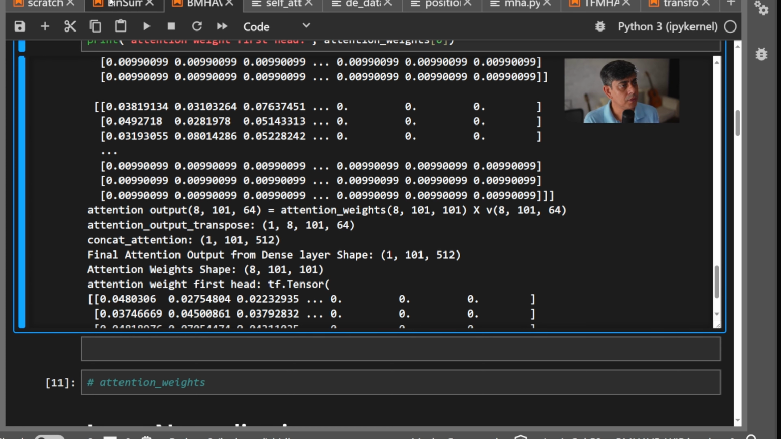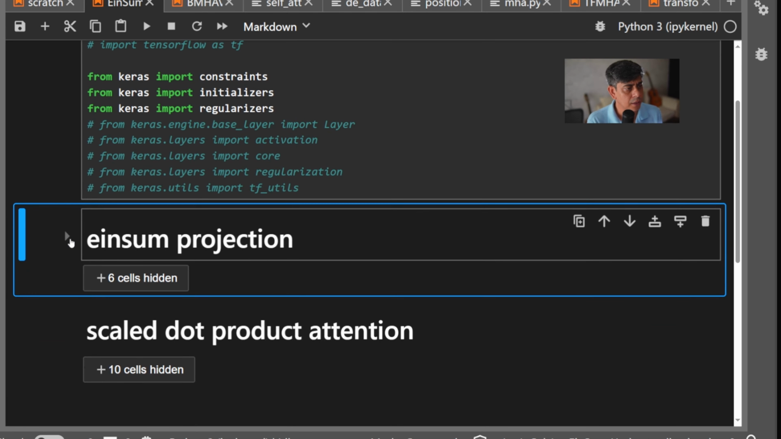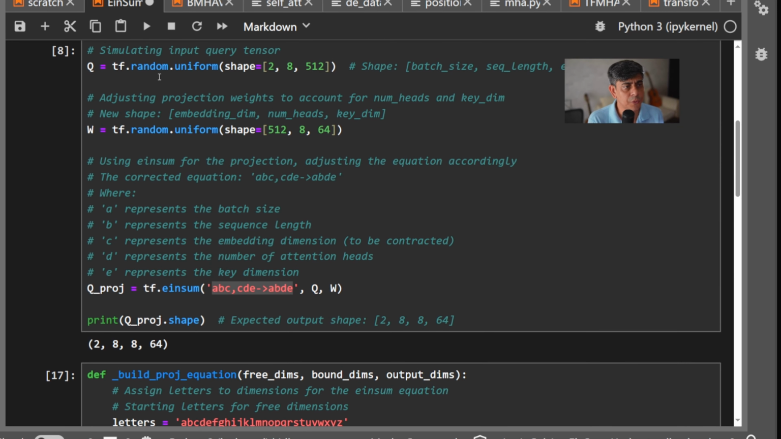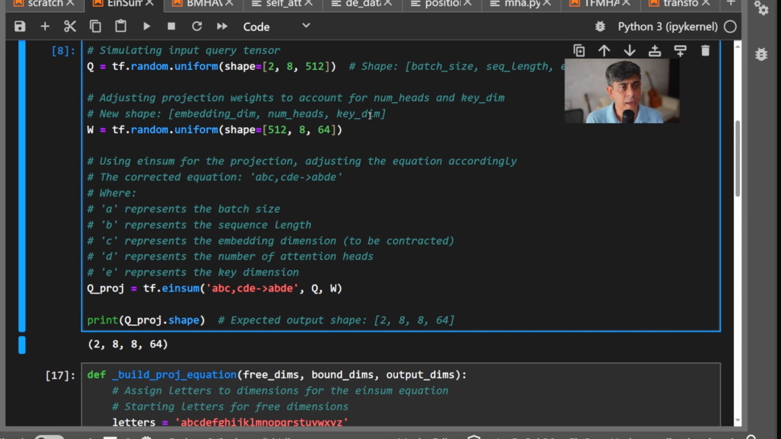Einstein equation is all about. To understand the Einstein equation, we take a small example here. This is our Q, randomly initialized 2, 8, 512, where 2 is our batch number, 8 is the sequence length, and 512 is the embedding dimension, right? And you consider this as A, B, C. Now this is the W matrix, which is the weight of the neural network, where 512 is the embedding dimension. So these 512s normally get cancelled out in a matrix multiplication. This 8 is the number of heads, and 64 is the output dimension. So that's what we have written: embedding dimension, number of heads, and key dimension.